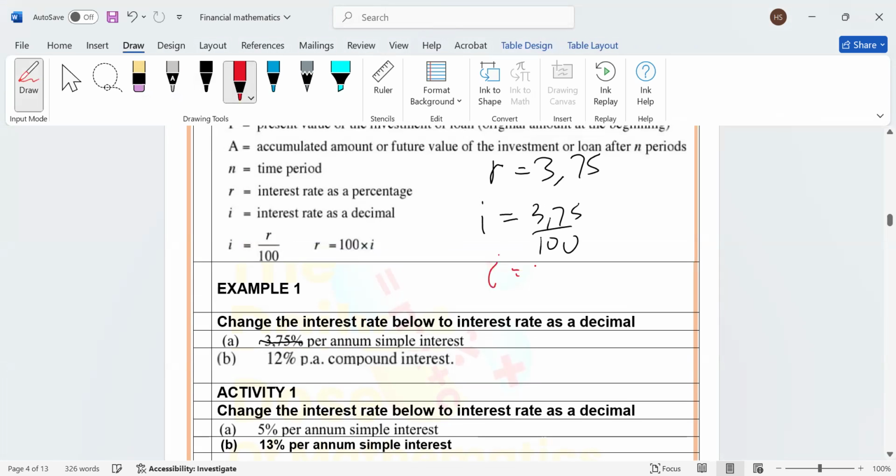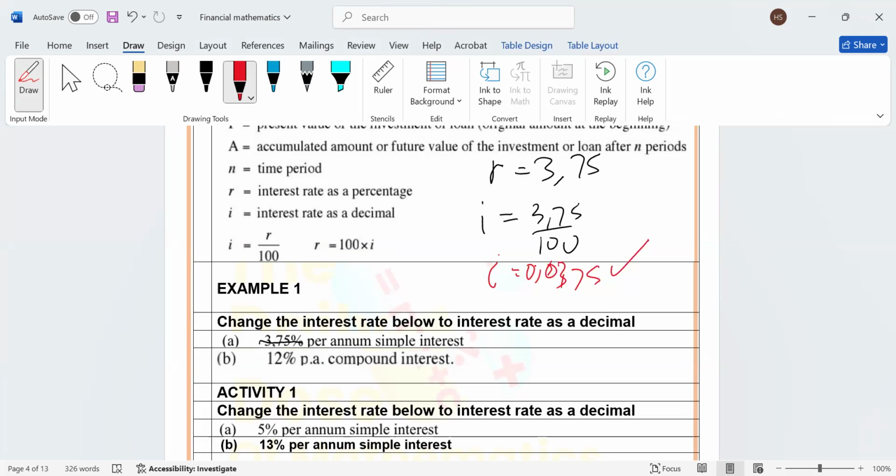It's 0.0375. And then you will get a mark for being able to change the rate from percentage into what? Into decimal. What is the mistake that we have seen? Why are we teaching this specially? It's that learners forget to convert the percentage into what?